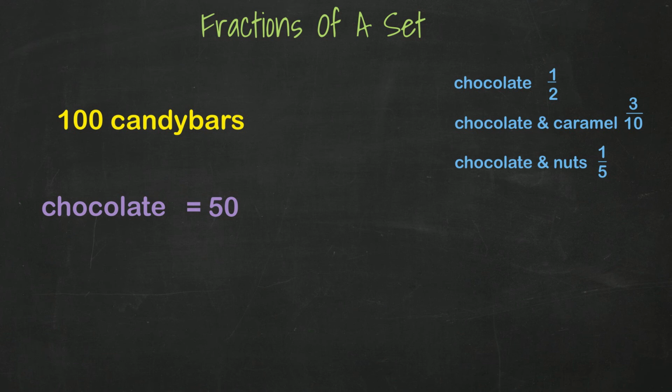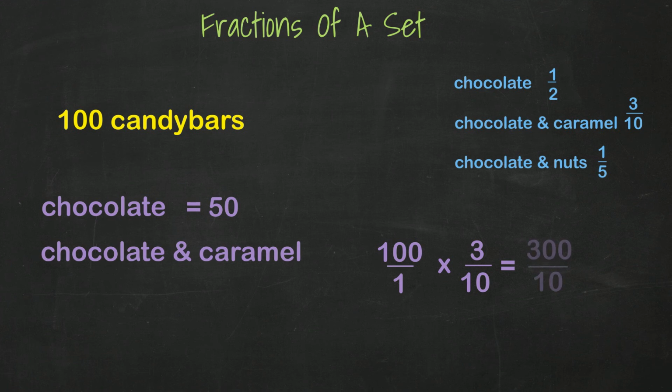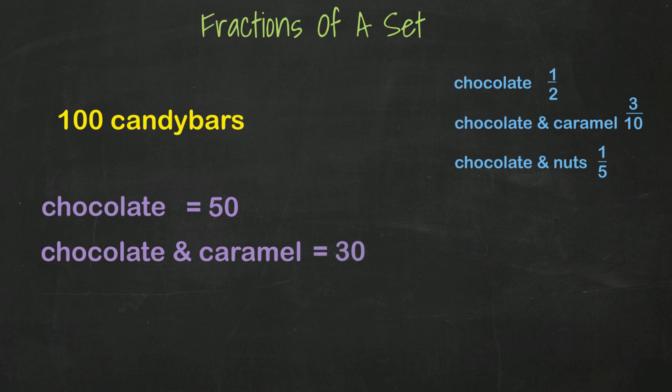How many chocolate and caramel bars do we need to order? Take 100 over 1 and multiply it by 3/10. When we multiply straight across, we get 300 divided by 10, which we can see that 10 goes into 300 a total of 30 times. You can cancel out the zeros and see at the end we get 30.